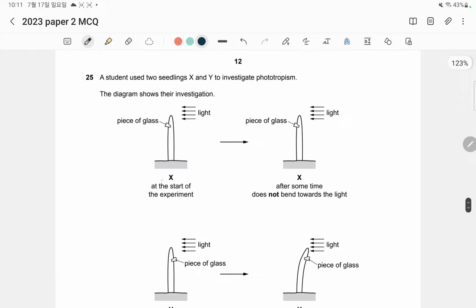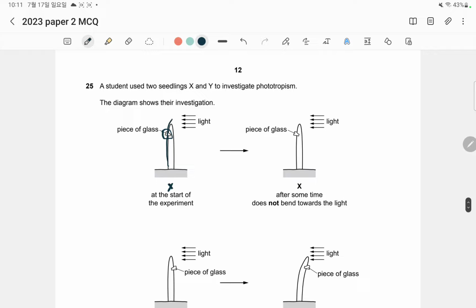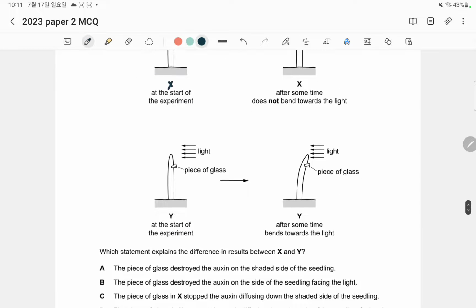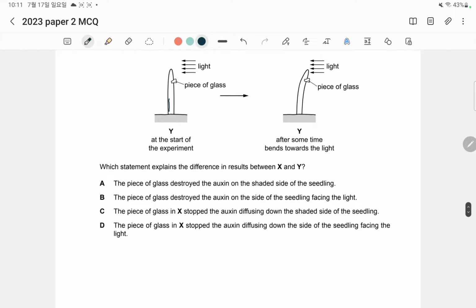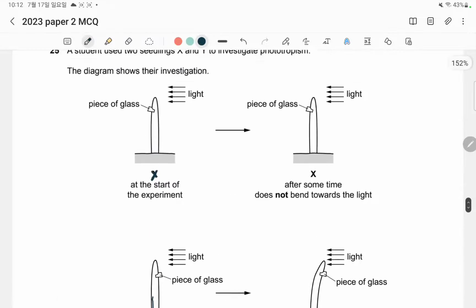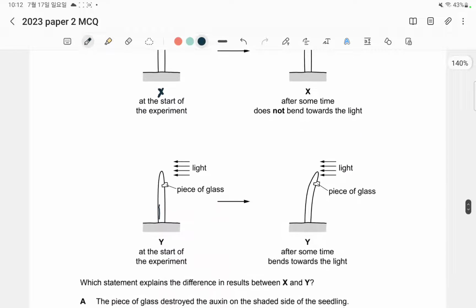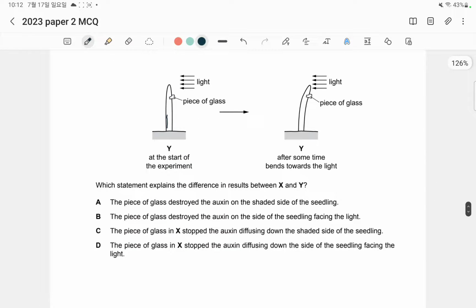However, for diagram X, this piece of glass is stopping the diffusion of auxin. Hence, it cannot promote the elongation of plant and promote phototropic response. However, for diagram Y, this piece of glass is not interfering with the diffusion of auxin, so after some time it will bend towards the light. Now the correct answer would be C.